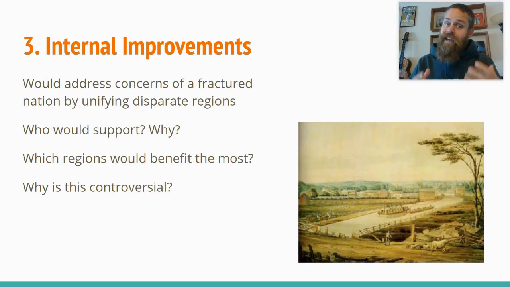It's also, again, controversial because there's a question of whether or not this is something that the national government should be doing. Is this within their power? Is this within their authority to build roads, to pay for canals? Is that something that the Constitution granted Congress the power to do?